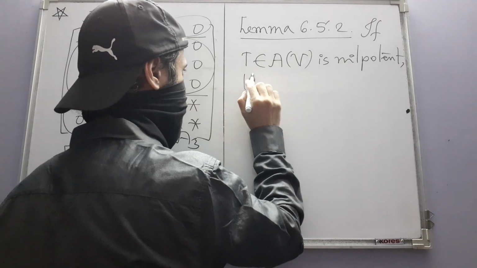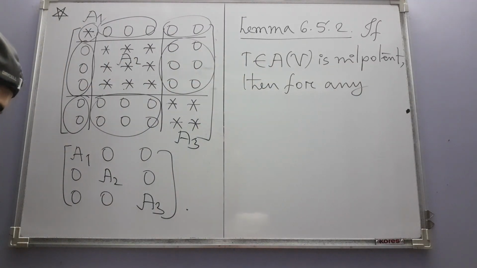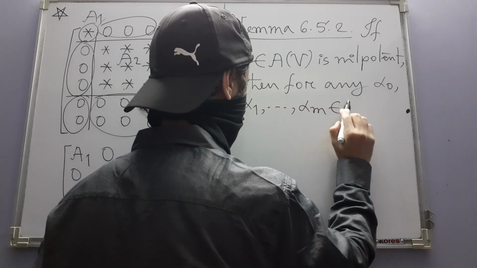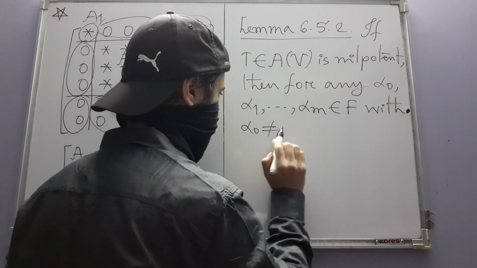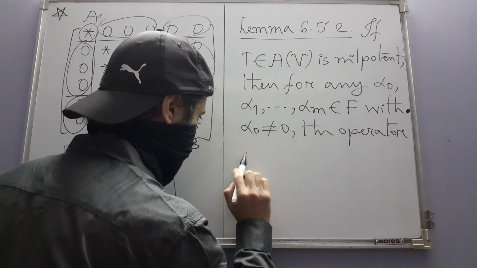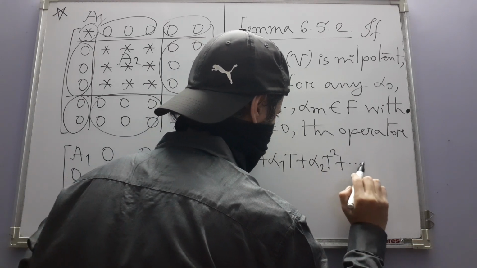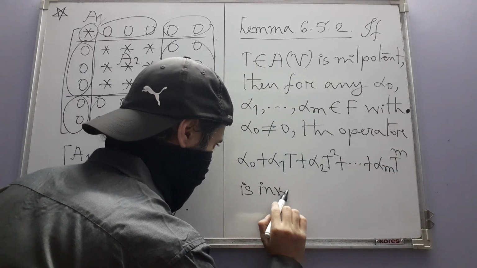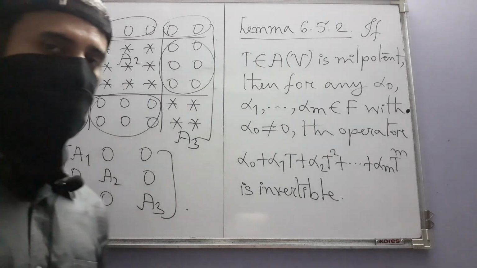then for any scalars alpha naught, alpha 1, etc. up to alpha m in F with alpha naught non-zero, the operator alpha naught plus alpha 1 T plus alpha 2 T square, etc. plus alpha m T to the power m is invertible or regular. It's not singular. That means it has an inverse.